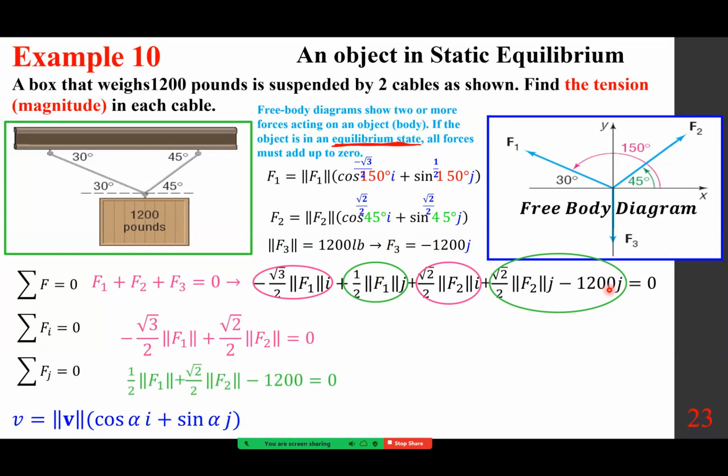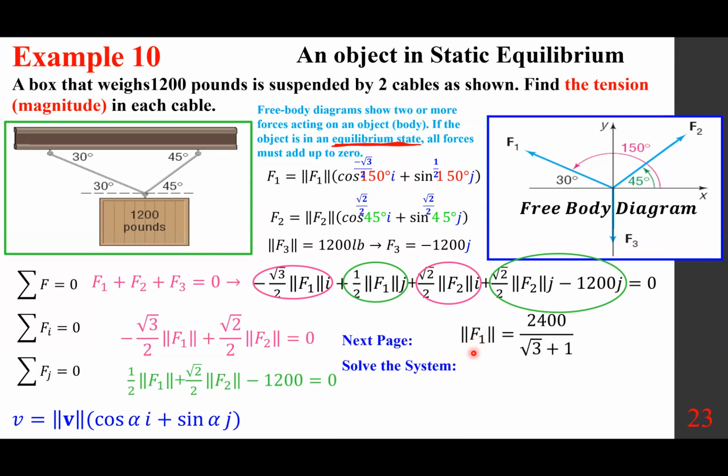And this is a system of equations that is a little bit involved to solve. I'm going to show you the solution on the next page, but let me give you the final answer on this page. This is elementary algebra. The numbers are a little bit involved, but conceptually, it's just like solving any system of equations. The magnitude of F1 becomes 2400 over square root of 3 plus 1 precisely. You put it into a calculator, roughly 878.5 pounds.